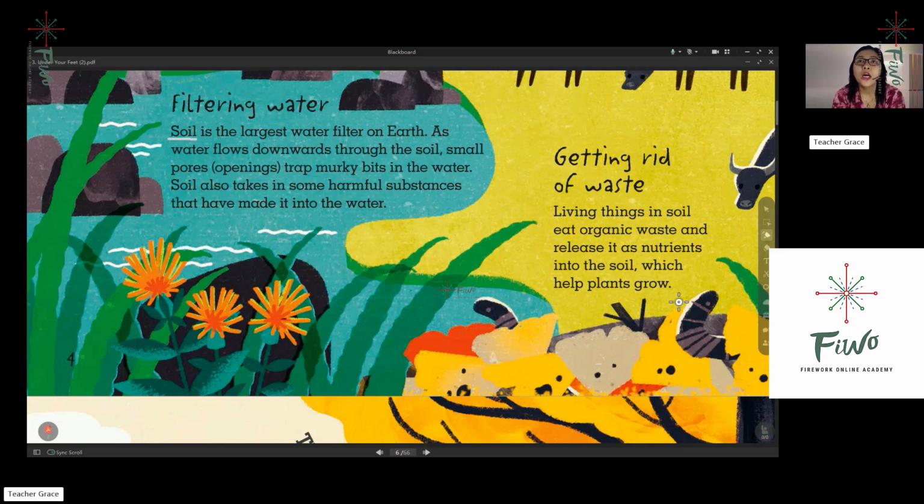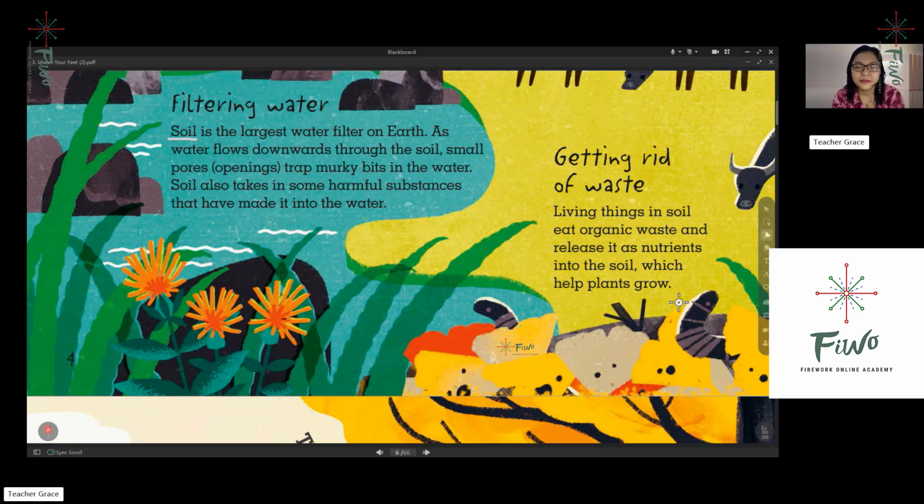Let's say, for example, we throw some peels of vegetables or peels of fruits, right? So that earthworm will help decompose those things or materials easily. Okay, so earthworms are one of the what? Of the animals. Yeah, of the animals and creatures underground. Okay, so what else? Aside from earthworm, what else?